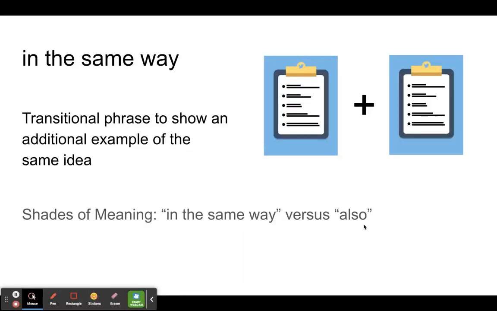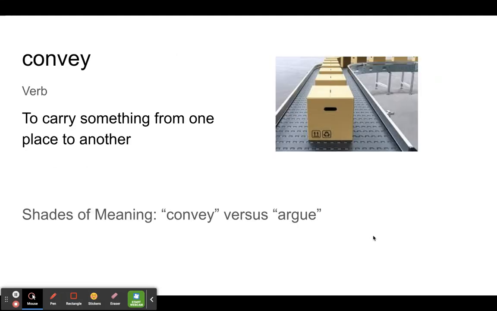Also is kind of a short word and doesn't have a very long transition. But if you have in the same way, I expect you maybe had 2 or 3 sentences on the first side, and then you're going to have another 2 or 3 sentences on the second side. And so it gives you this smoother connection.